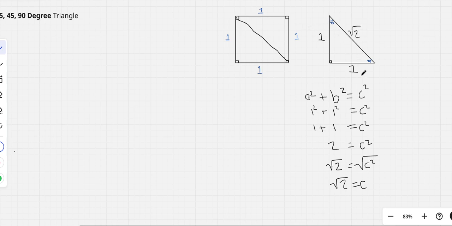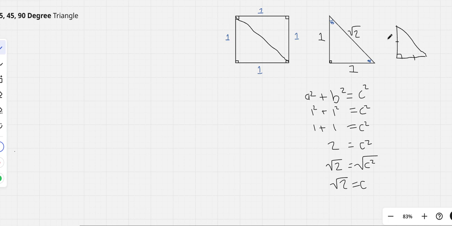And from that, we'll know, moving forward, when we have a 45, 45, 90-degree triangle, the hypotenuse is going to be equal to the square root of 2 times the leg, right? So if this were another triangle, and it was a 45, 45, 90-degree triangle, we would know that this leg is equal to this leg.